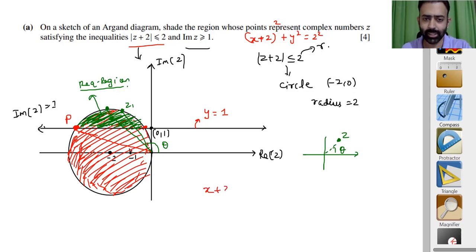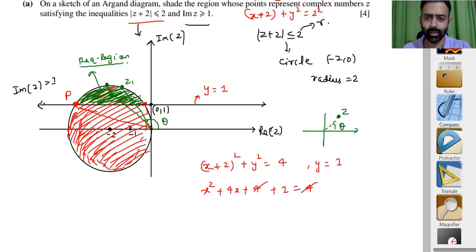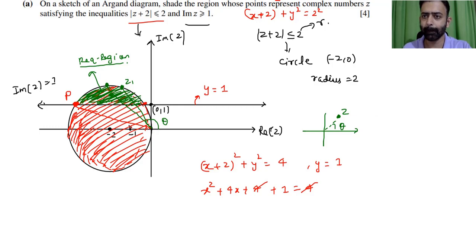So the equation of the circle will be (x + 2)² + y² = 4, right? And y = 1, meaning x² + 4x + 4, putting the value of y as 1, solving these two equations simultaneously. So y² is 1, equal to 4. The 4 gets cancelled with this. You get an equation which is x² + 4x + 1 = 0. Now let me solve it here.